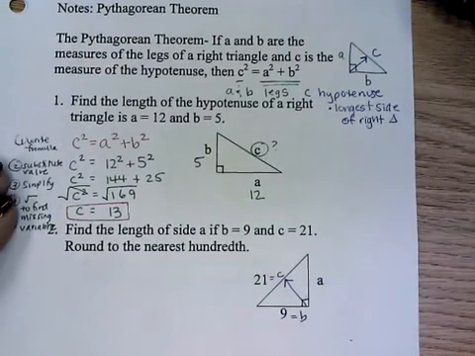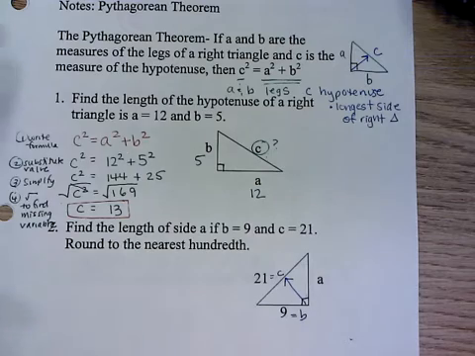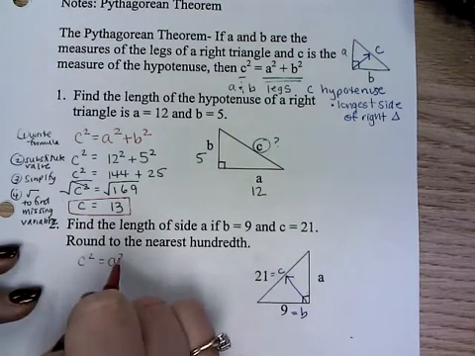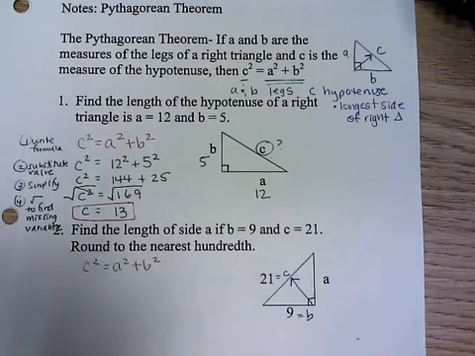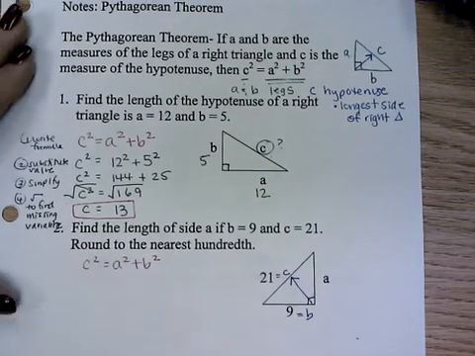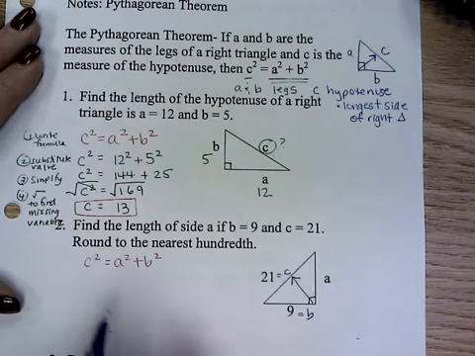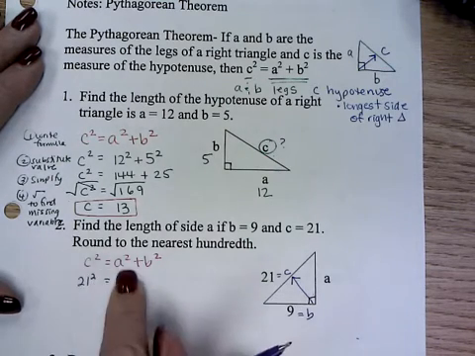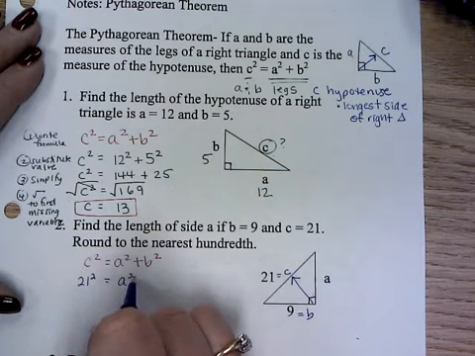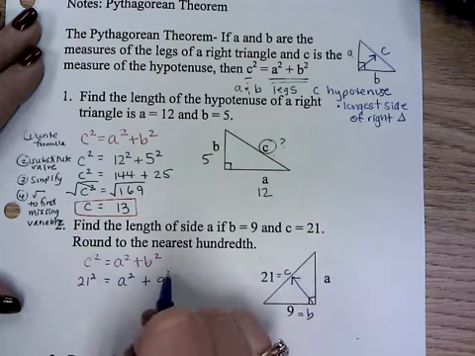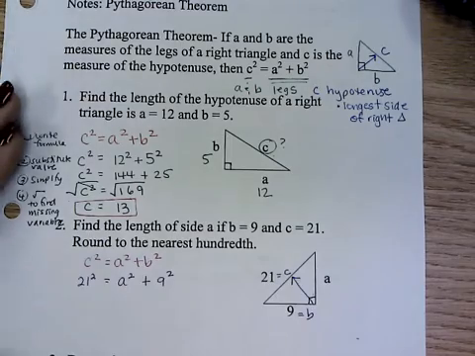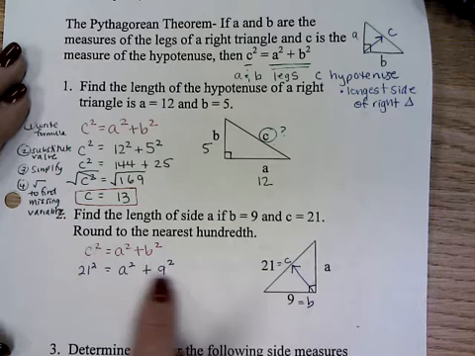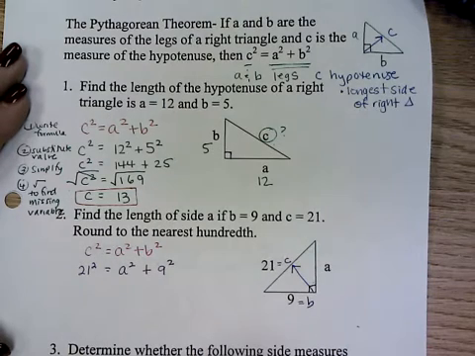All right, so first step we said was to write our formula. So, C squared equals A squared plus B squared. Okay, second step says substitute into my formula. So, I know that my C is 21. I know that my A is what I'm looking for, and I know my B is 9. Now, just like my other problem, I'm going to simplify. I need to go ahead and simplify these numbers.